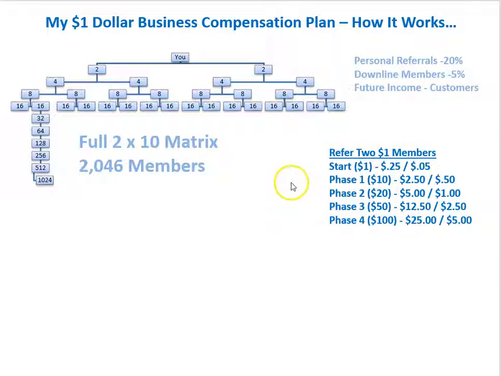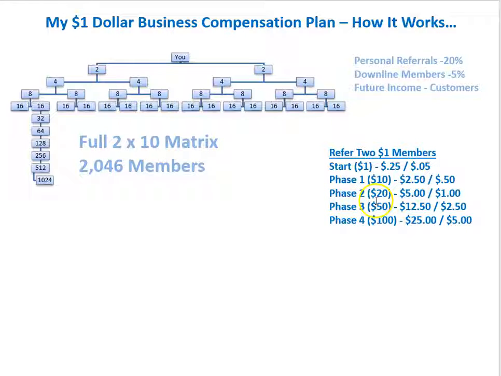Now, what we earn depends on where people are. People can be at any of these stages inside this matrix, and wherever they're at, when they make that payment, you're going to earn the commission on them based on this pay structure right here. At the $1 level, for your personal referrals, you're going to earn 25 cents. For all of your $1 level downline members, non-personal referrals, you're going to earn 5 cents. Phase 1, the $10 phase, you're going to earn $2.50 for your personal referrals, 50 cents for your downline members.